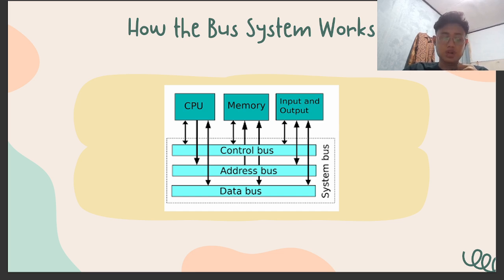And the last process is output data. Once the data is processed, the CPU sends the result to output devices like a monitor or printer via the data bus, using the address bus to identify the output device and the control bus to manage control signals. This process repeats over and over to perform various tasks in the computer system.